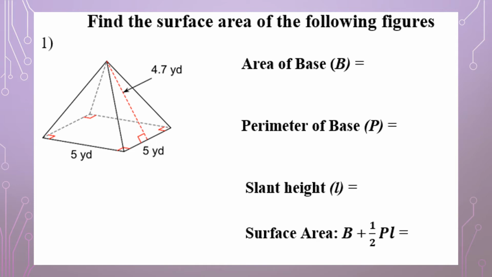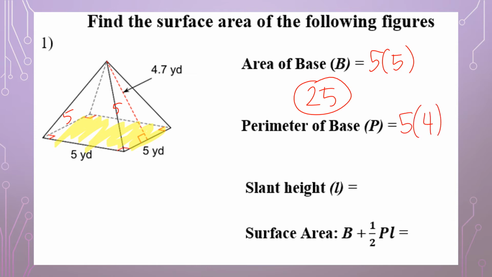So our base is this. So the area of a square is s squared, or 5 times 5, which would be 25. So again, I'm going to circle my answer because I know I'm going to have to use that later on. The perimeter of the base, if all of those sides are 5, all of the other sides of the square are 5. So we'd have 5 times 4 because we have 4 equal sides, which would be 20.